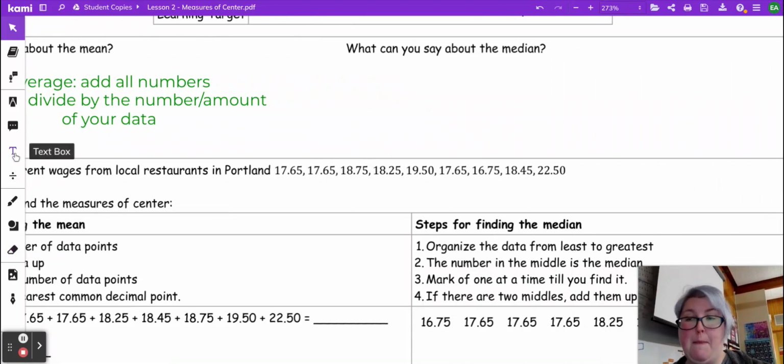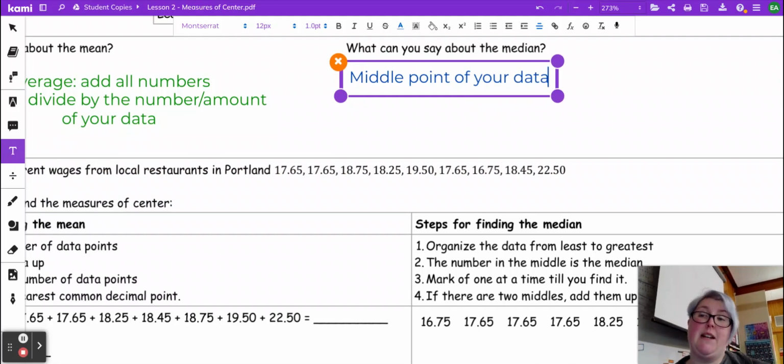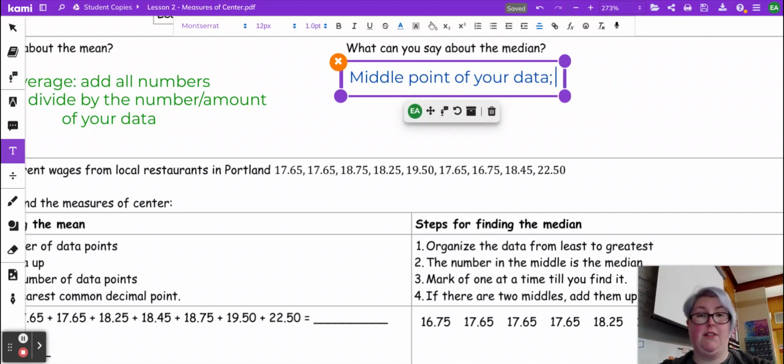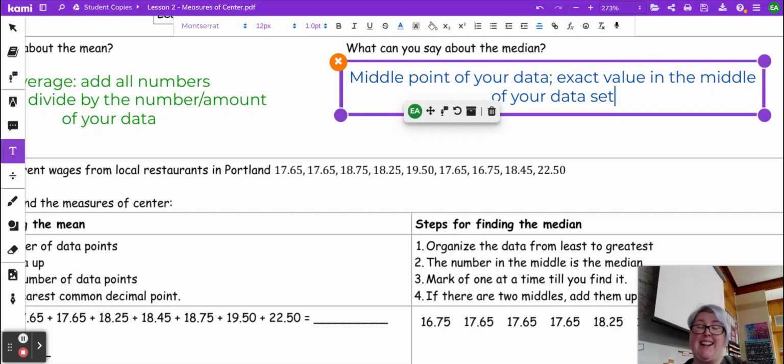The median may seem similar because median also means middle. But the median is literally that. It is the middle point of your data set. Sometimes it is similar to the mean, but often it is slightly different. The median is whatever number, whatever value, is exactly in the middle of your data set, while the mean is the average.